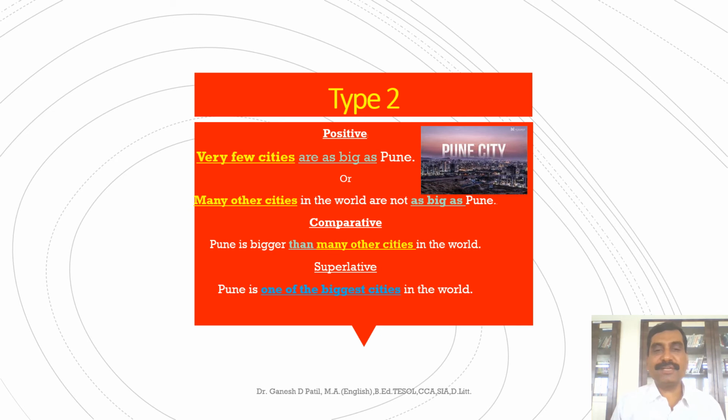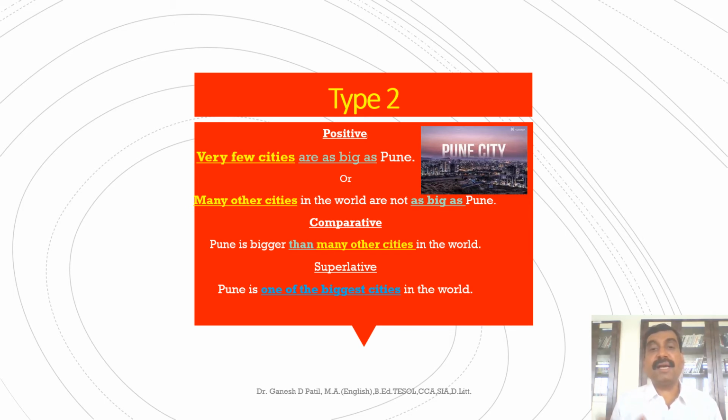Let us see type 2 sentences. In type 2, positive degree, the sentence begins with very few. And when there is very few in positive degree, you should take many other after than in comparative, and one of the plus superlative form of the adjective in superlative. We'll discuss the sentences so it becomes clearer to you.